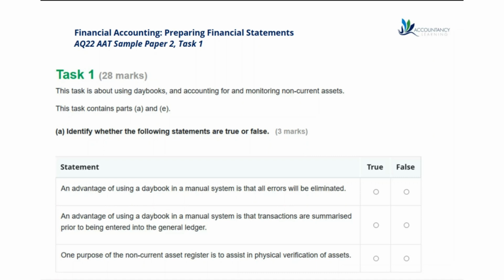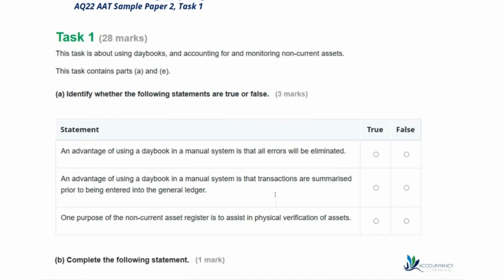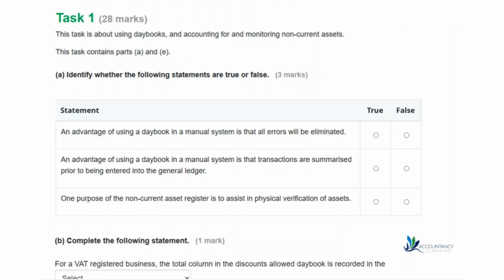This video will be on the Level 3 Financial Accounting Sample Paper 2 Task 1, which is about using daybooks and accounting for and monitoring non-current assets. So first of all then, Part A asks us to identify whether the statements are true or false.